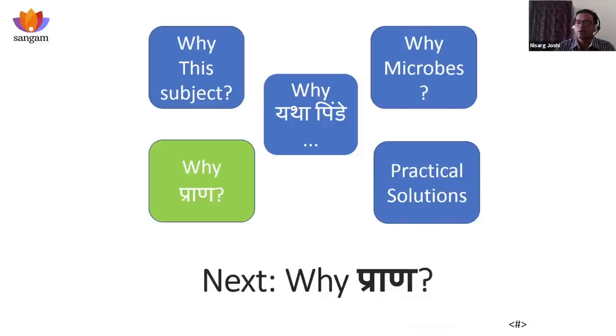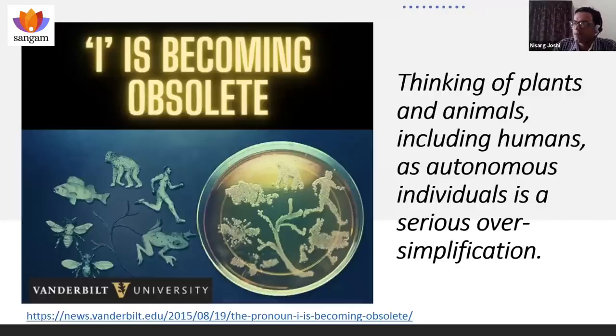Okay. Now we are into the last part of our session, which says that based on what we discussed so far, "I" is becoming obsolete. And this is the university conclusion. They say that thinking of plants and animals, including humans, as autonomous individuals is a serious oversimplification.